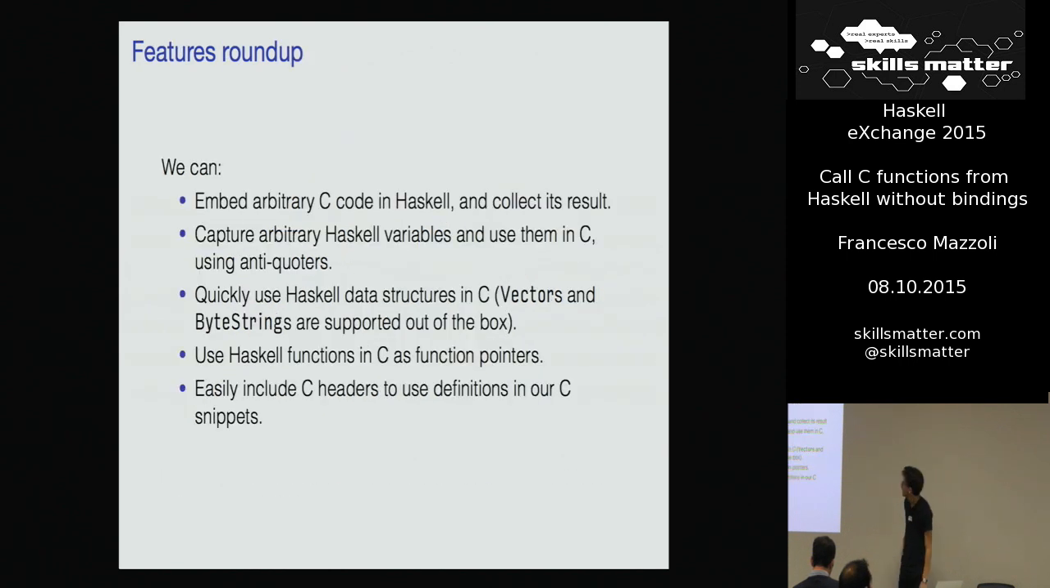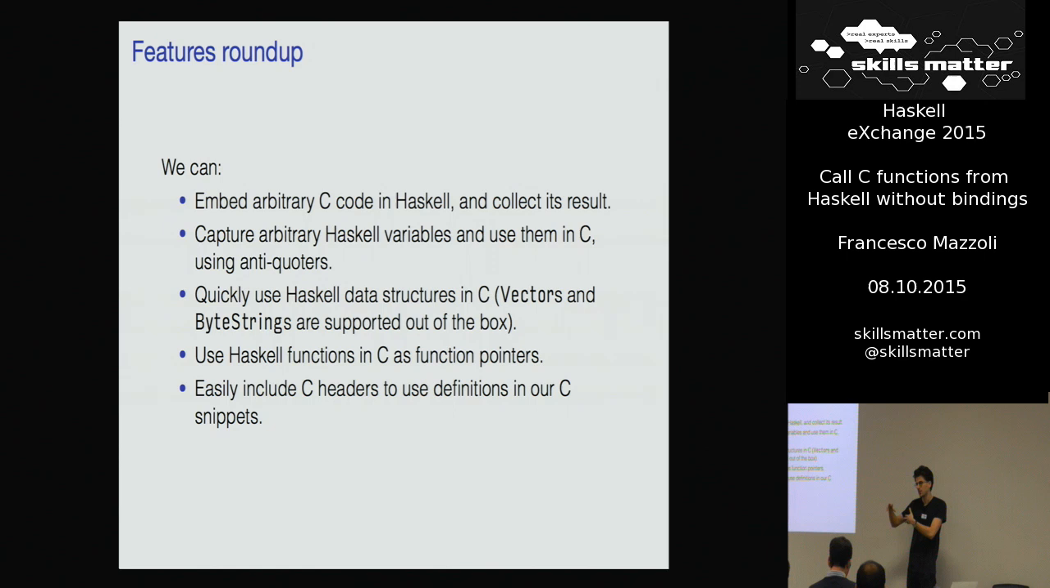What else? So this was a roundup of what you can do with what comes out of the box in inline C. So what can we do? We can embed arbitrary C code in Haskell. Main feature, clearly, inline C. You can write some Haskell, then write some C, then write some Haskell again. Very nice. You can capture arbitrary Haskell variables and use them in the C code. Now, I haven't really mentioned what you can capture. Of course, you can't capture everything, or it might not be useful to capture everything. What you can capture is really what's an instance of Storable in Haskell for the default anti-quoter.